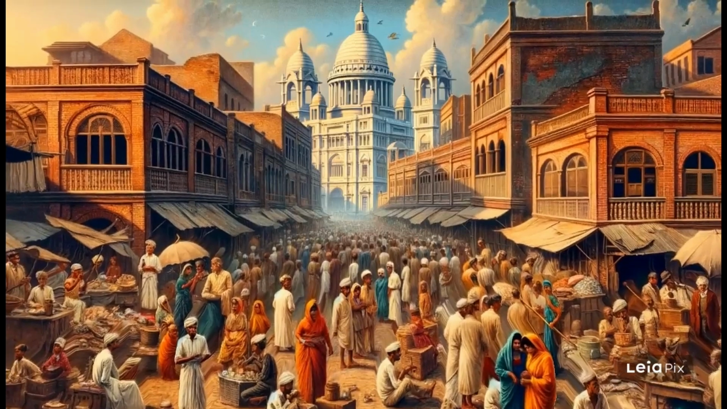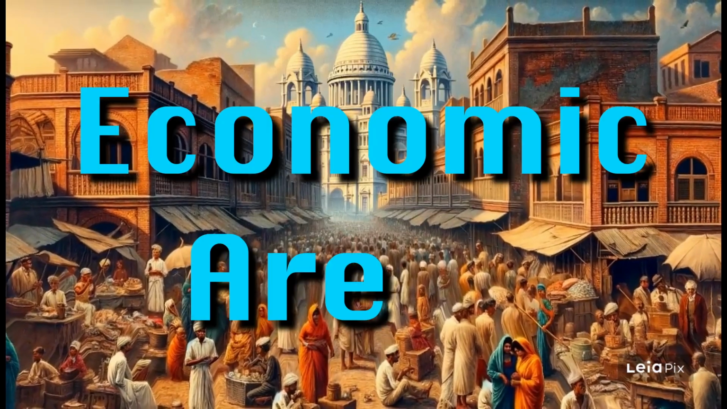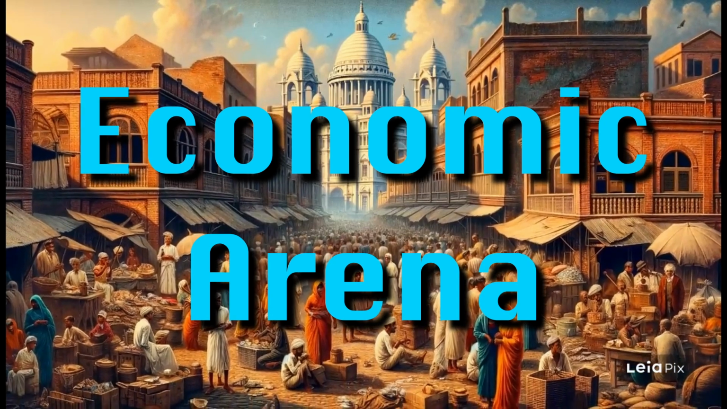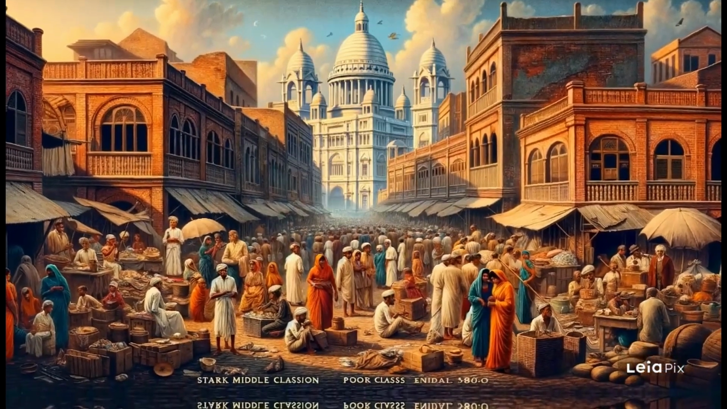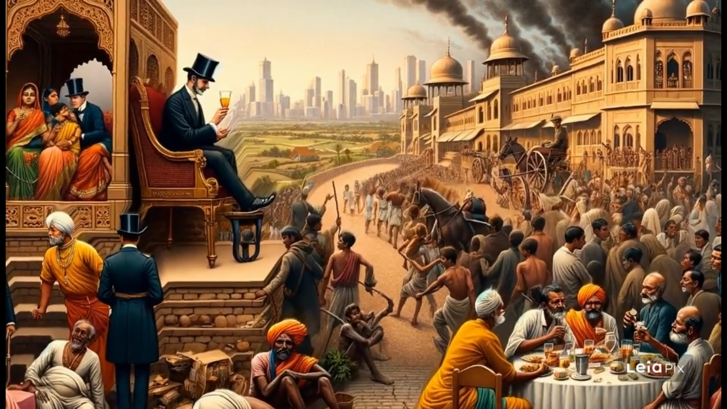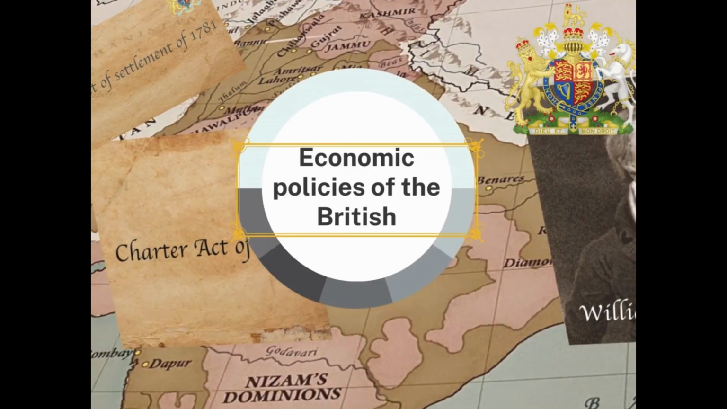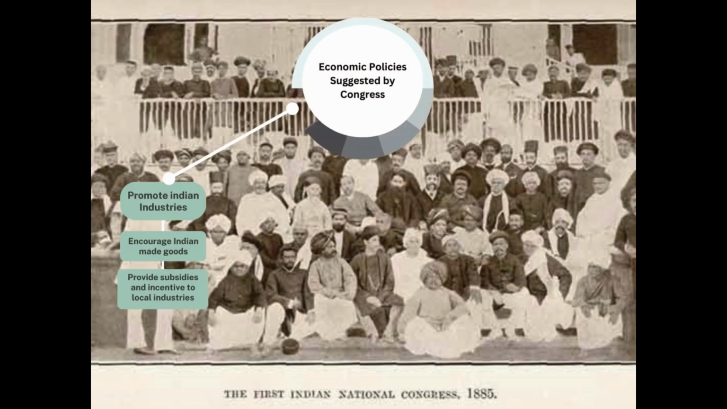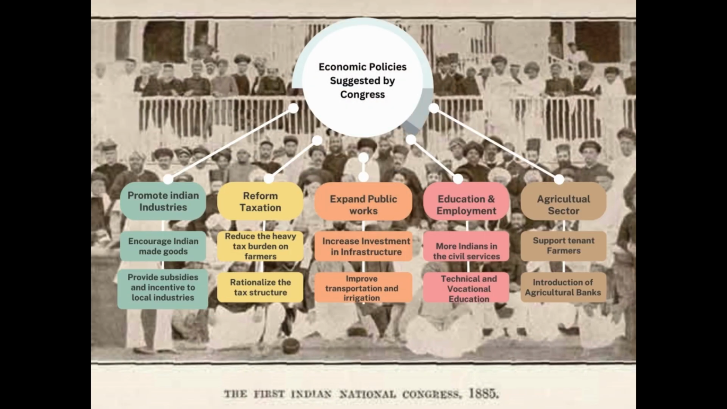Last but not the least, we venture into the economic arena. The Congress held the British economic policies accountable. They attributed rising property prices and economic issues plaguing the Indian people to the economic policies of the British. The Congress proposed innovative solutions to boost the country's economic well-being.